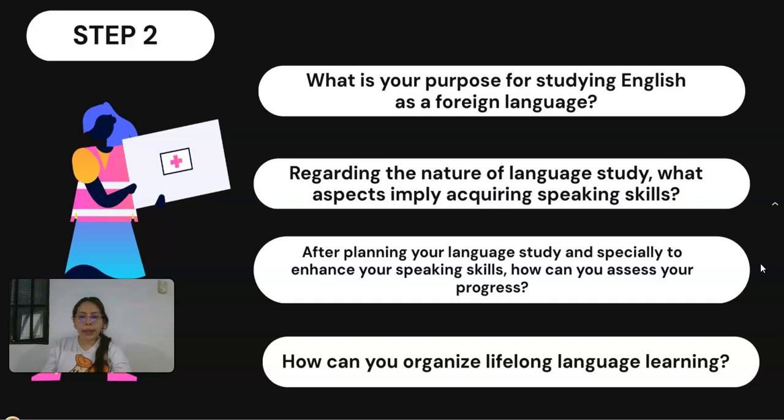How can you organize lifelong language learning? Okay, for me it's very important to have flexible planning in my learning because I always set goals and objectives, creating study plans and immersions. Practice in English is very important because this process helps me with fluency and active learning. Okay, that is the final question. Thank you very much.